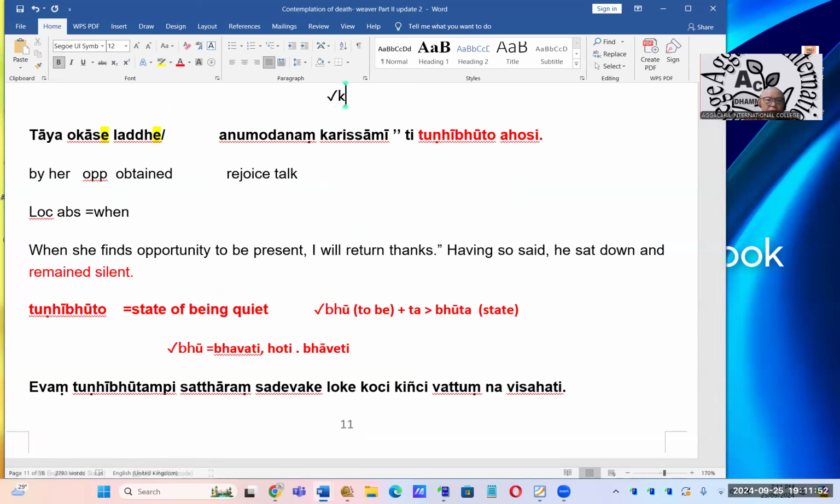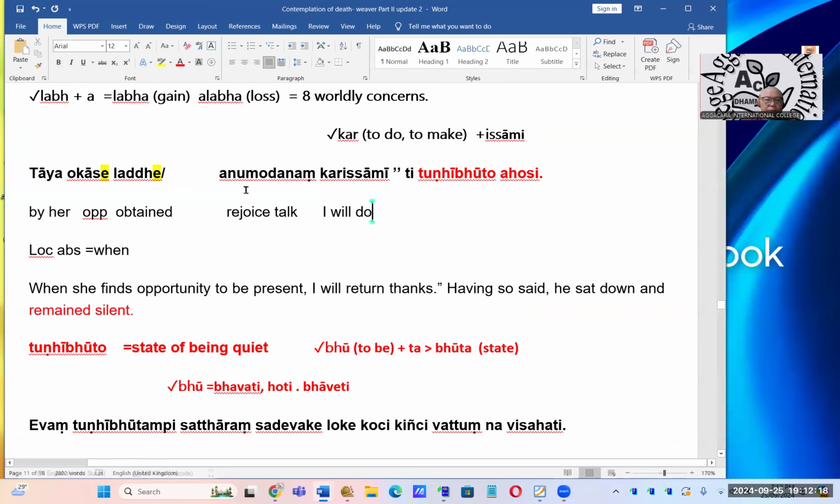The root is basic kar, make, to do, to make. Sometimes it has the meaning to build also. And then plus the isami. So I will make. Direct translation will be I will do. Okay. I will do rejoicing means that he will give some Dhamma talk after the meal, rejoicing.